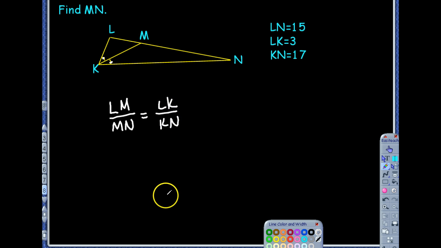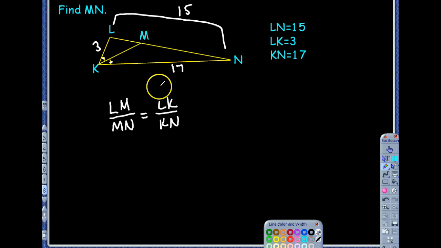Now, I'm noticing some stuff in the picture, or to the right. Let's label it. They tell us all of LN is 15. And then they tell us that LK is 3 and KN is 17. Now, this one looks a little bit different because they don't give us either one of these pieces. And in the proportion, you need LM and MN. The only two things we know in that proportion are LK and KN, essentially.